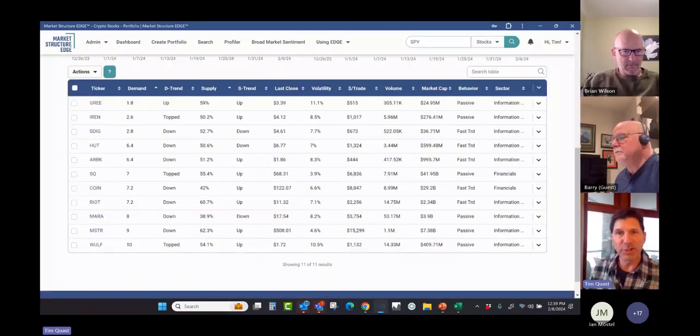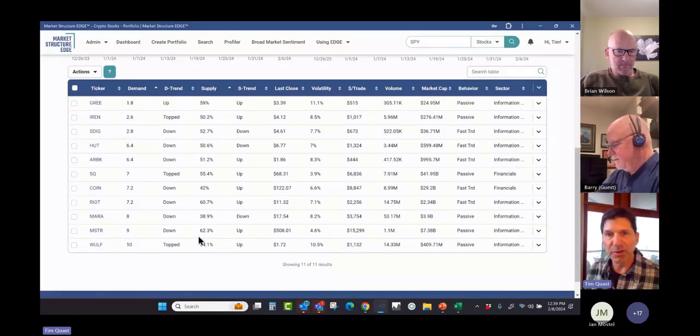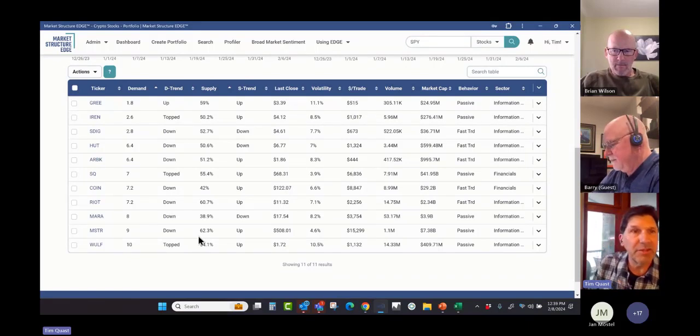I do it for information. Here's a set of stocks that are focused on the cryptocurrency market. It's a way you can see what everybody else thinks, and it shows up in supply and demand.